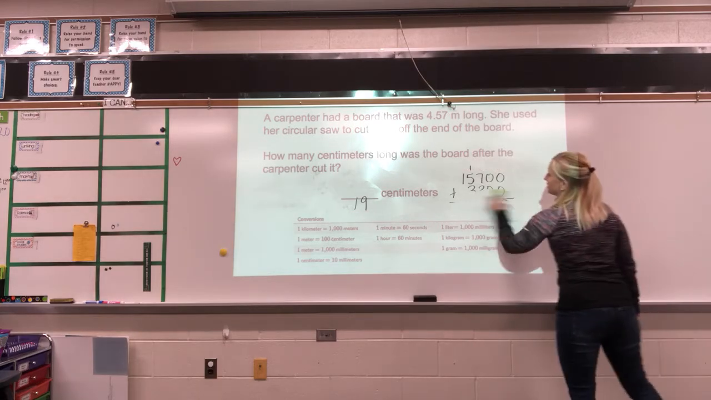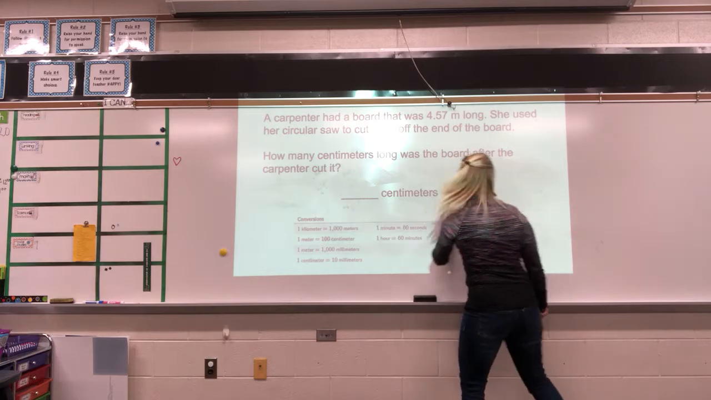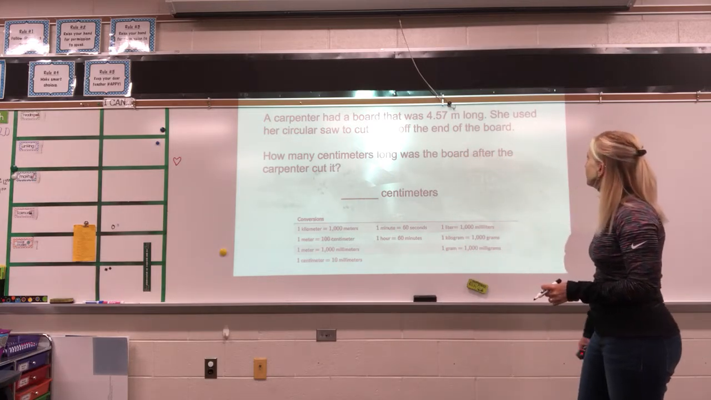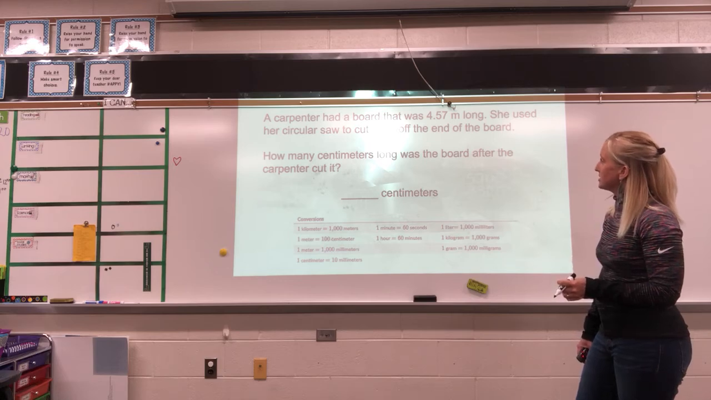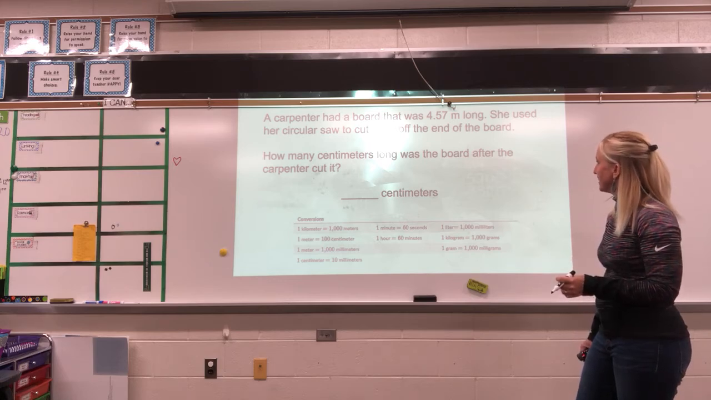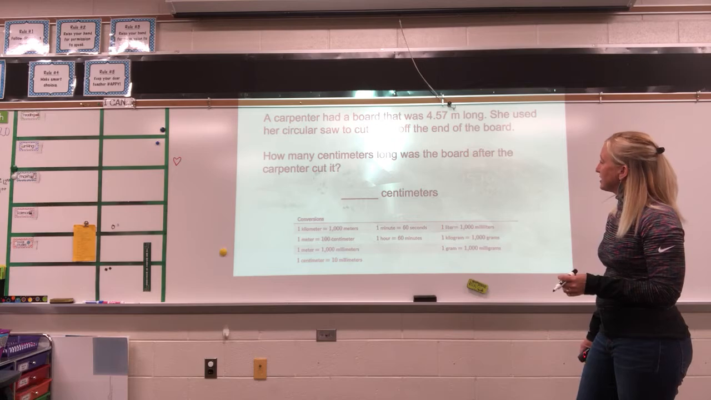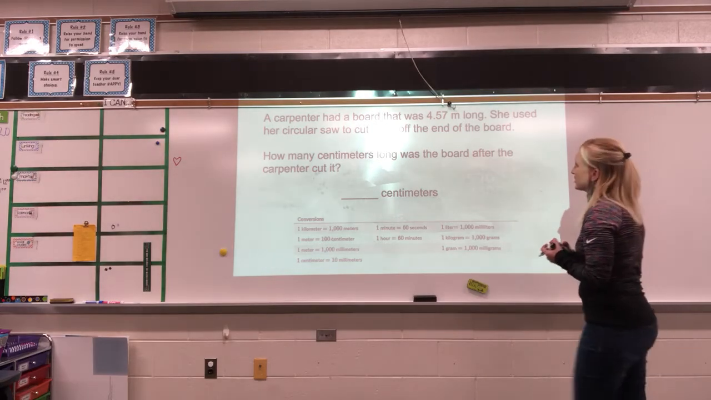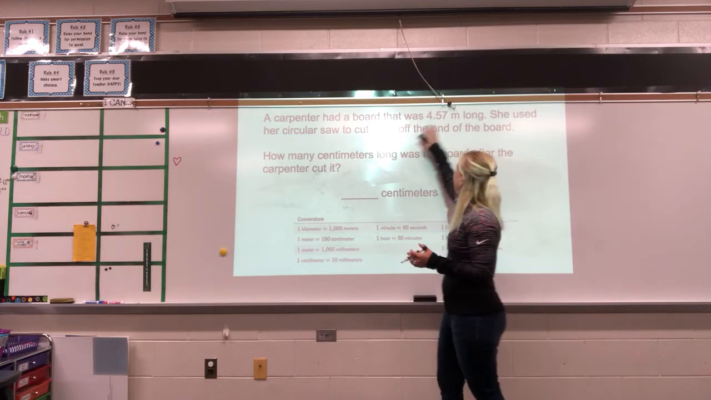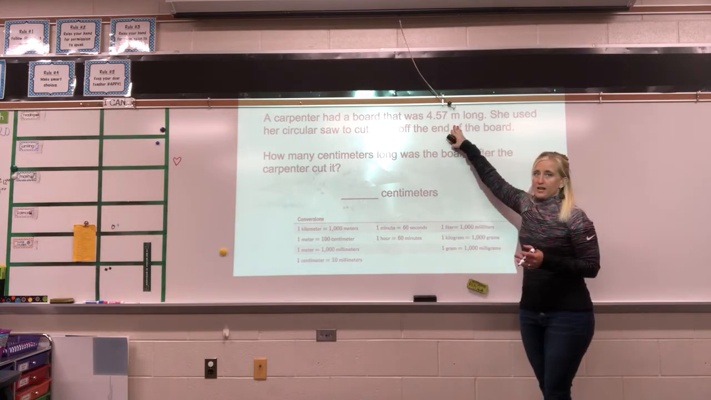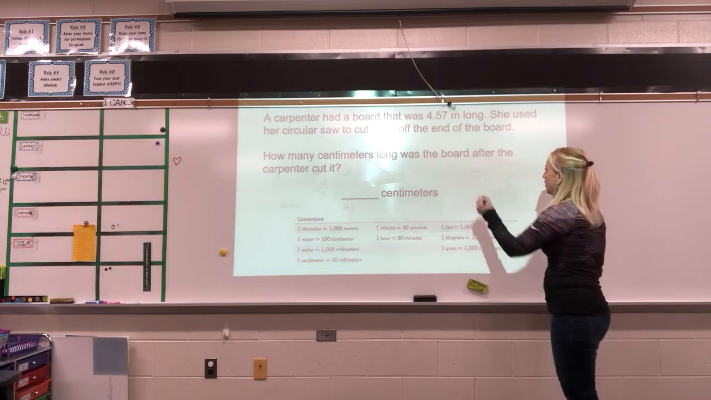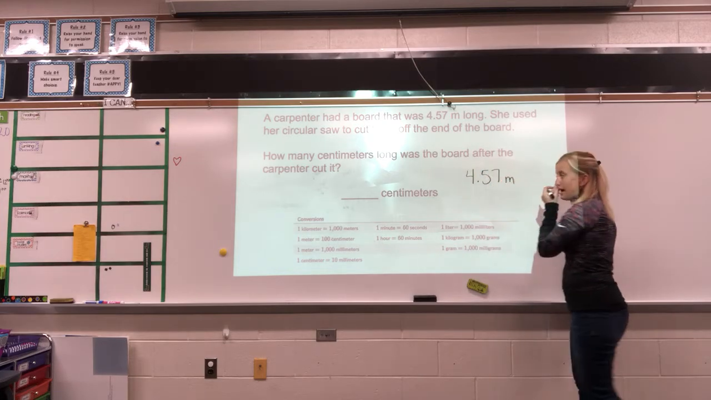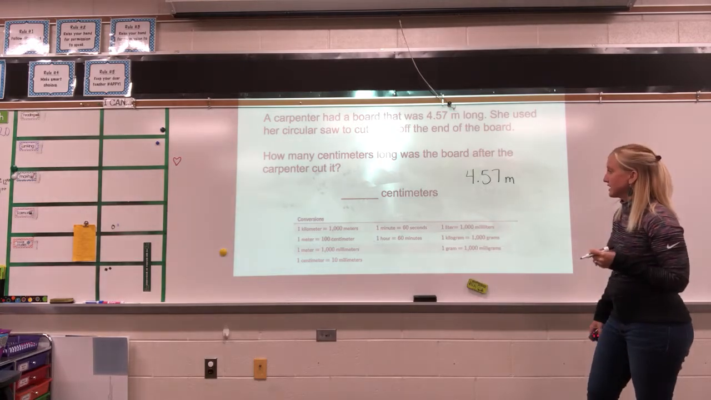Okay, a carpenter had a board that was 4.57 meters long. She used her circular saw to cut 8 centimeters off the end of the board. How many centimeters long was the board after the carpenter cut it? So for this one, since she cut 8 centimeters off, I need to change this to centimeters. So 4.57 meters, and I need to change that into centimeters.